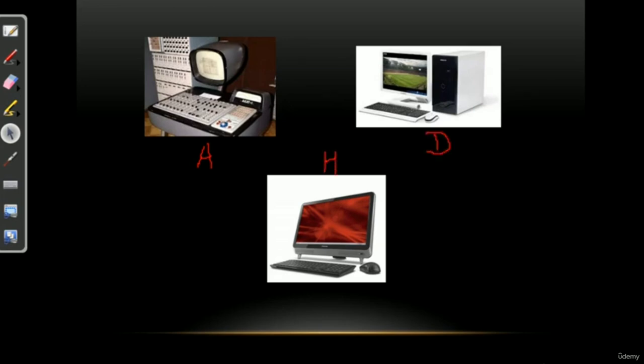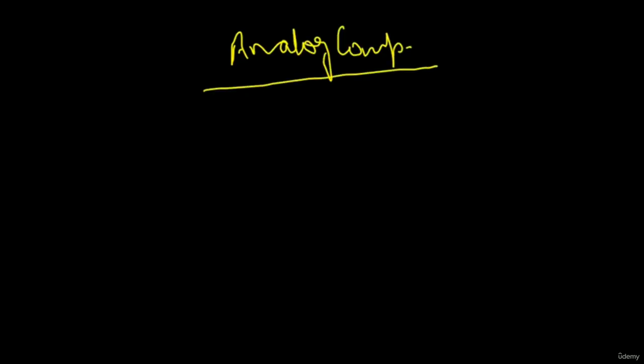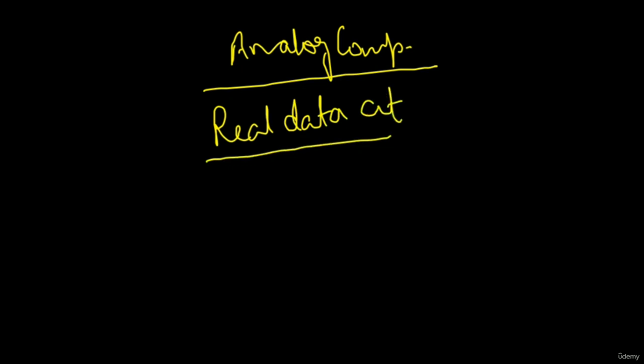So as the name suggests, analog means real time. So analog was producing real time data. Let me show you here. Analog computers. So analog computers use real time data. Real data at live. So you might be asking, okay, but my phone can also give the real-time data, right?